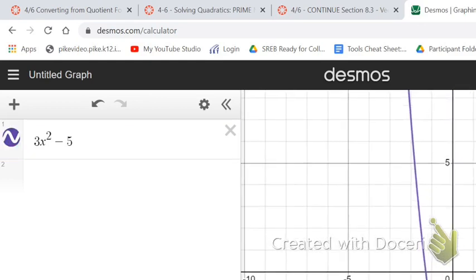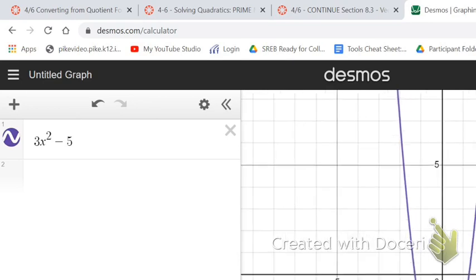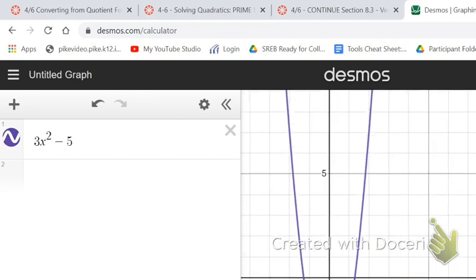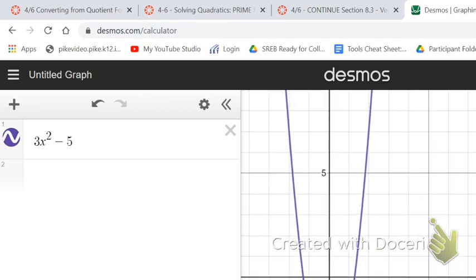Where's 7 on my graph? It's a little bit higher. It's like 2 spaces above 5. So I'm going to bring it over here. So 7 is like right here, right? So if I draw a dashed line across there, how many places does that intersect with my parabola? In 2 spots. Once right here, and once right here.